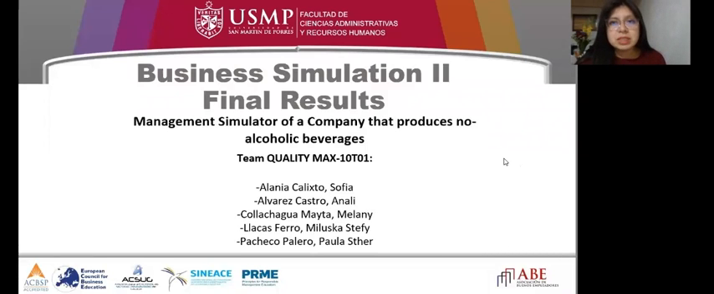Our group Quality Max will present the business simulation final results, a management simulator of a company that produces non-alcoholic beverages. The group is made up of Alania Calixto Sofia, Álvarez Castro Analí, Collachagua Mayta Melany, Llacas Ferro Miluska Stefy, and the one that speaks to you, Pacheco Palero Paula Sther.